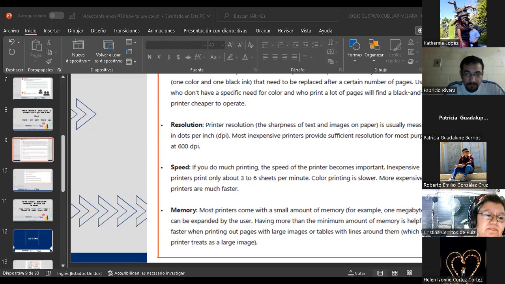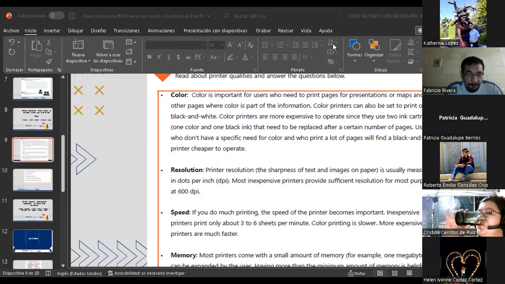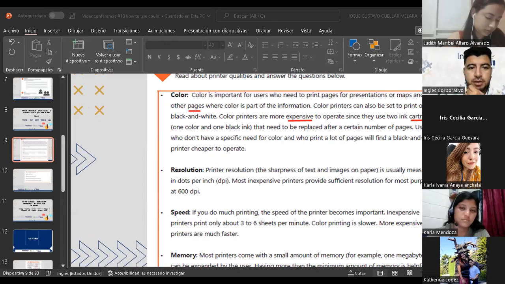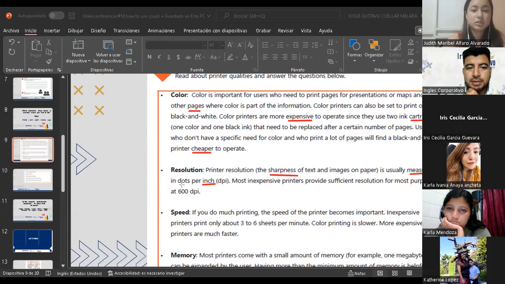Yes, we're going to check just some words. Regarding or related to color: presentation, maps, pages, and expenses, you know that it is expensive. Cartridges are cartuchos. Okay, one color. Cheaper, más barato. Okay, resolution. Sharpness, like la nitidez. Measure, medido. Okay, so inch is pulgada and dots is puntos. That's how it's measured, right? DPI, puntos por pulgada.